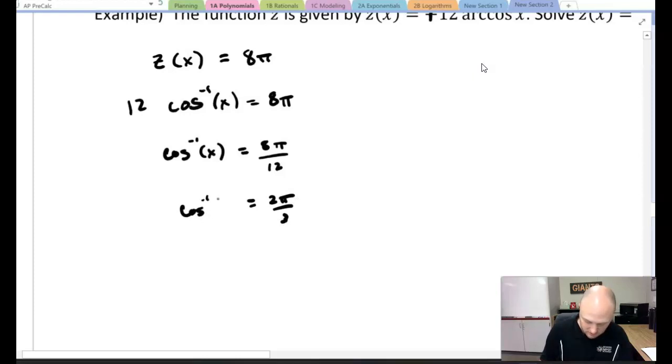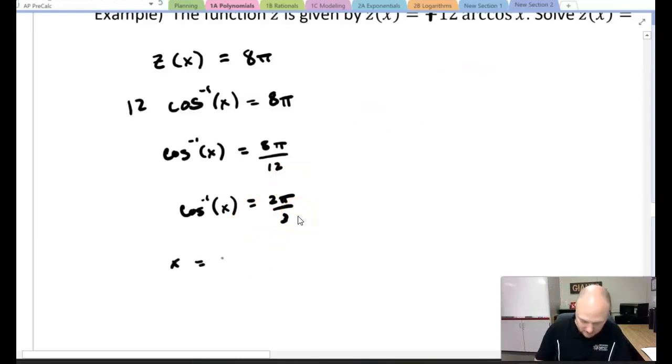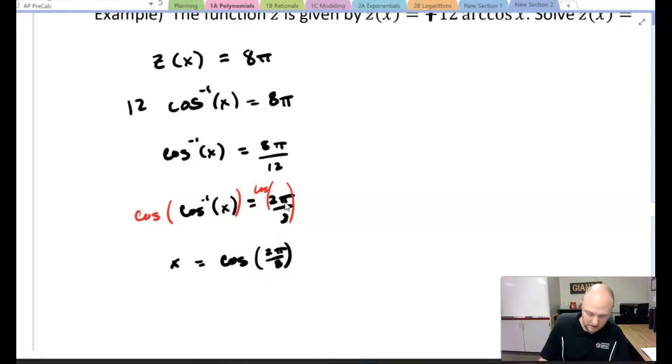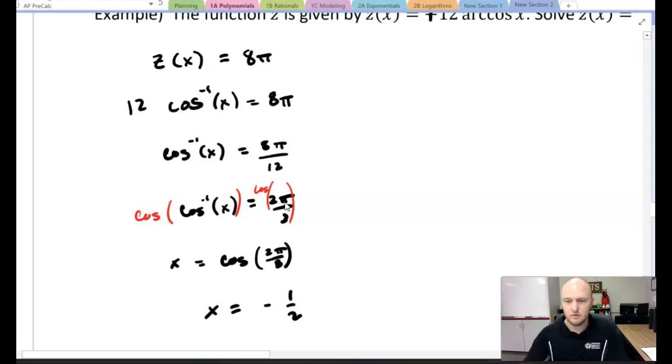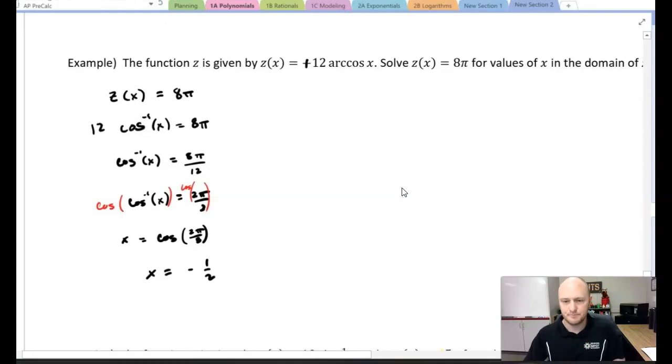So cosine inverse of what value gives us 2 pi thirds? You can rewrite this: x is equal to cosine of 2 pi thirds. If I want to undo this cosine inverse, I can just take cosine of each side. Essentially we're saying, what's the x value at 2 pi thirds? The x value would be negative 1/2. x is equal to negative 1/2. There you go. Not too difficult.